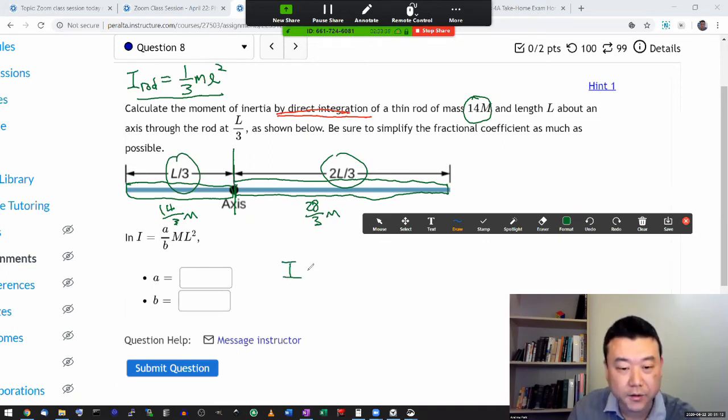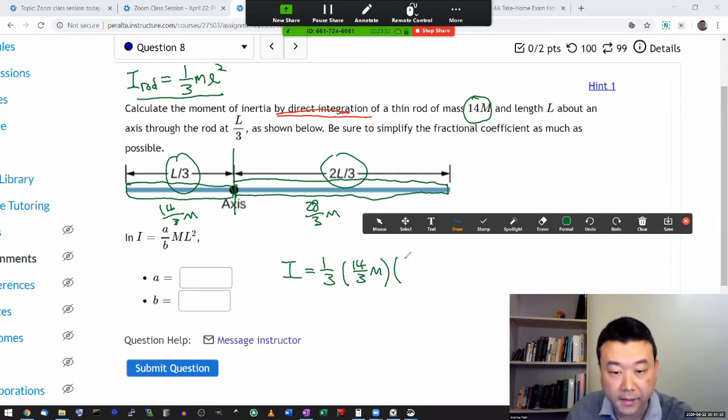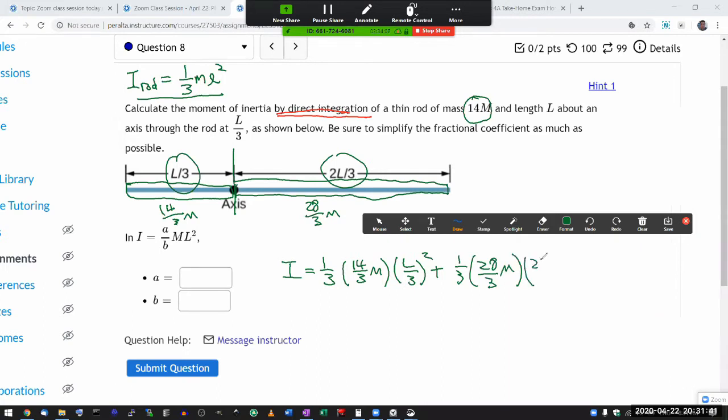That's going to be the left end of the rod, which will be 1/3 times the mass there, 14/3 m, times the length squared, which is L/3 squared, plus the rotational inertia from the right-hand side. So that's 1/3 times the mass there, 28/3 m, and then the length there, 2L/3 squared. You can see that when you carry out the calculation, m L squared is going to factor out. So the rest is doing the numerical calculation to get this reduced fraction A/B.